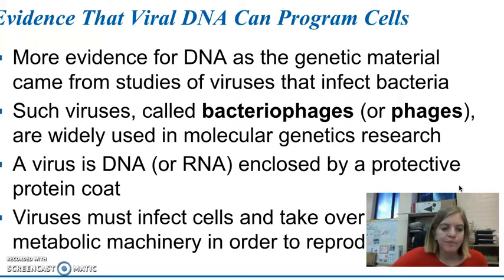So we got some more evidence for DNA being the genetic material by studying viruses. The viruses that infect bacteria are known as bacteriophages, or phages for short. They are used for a lot of molecular genetics research because essentially all that these type of viruses are is a DNA or RNA enclosed by a protein coat. So they're very simple organisms, and in order to thrive and live, viruses have to infect a host cell and take over that cell's metabolic processes in order to allow themselves to reproduce.